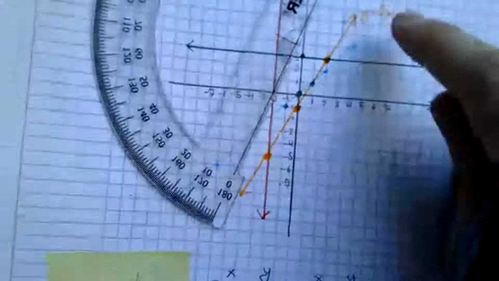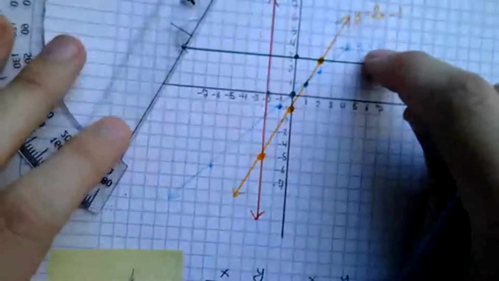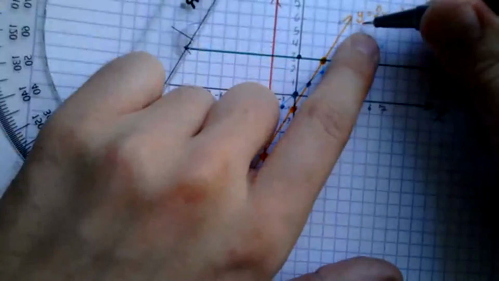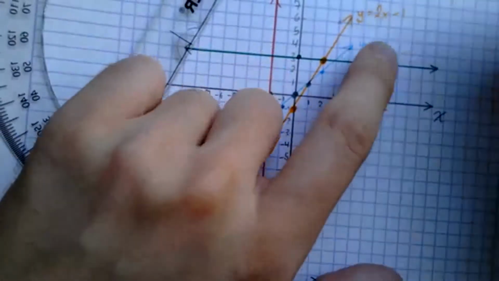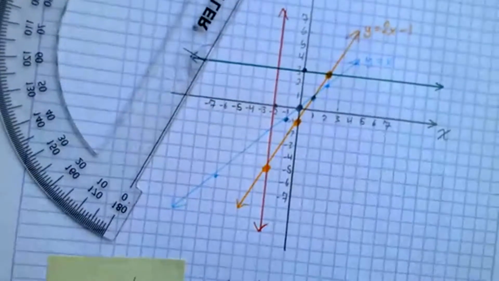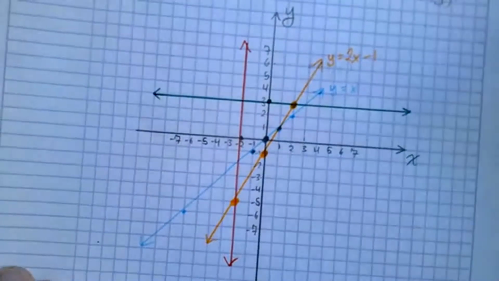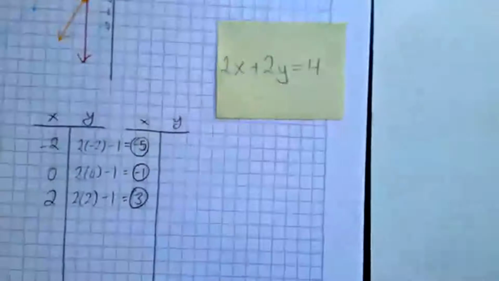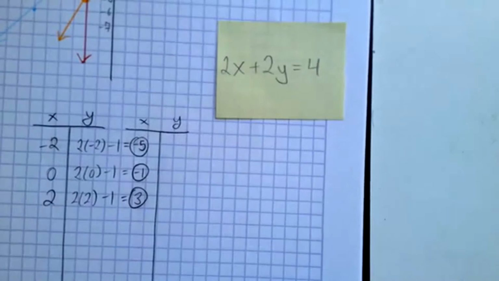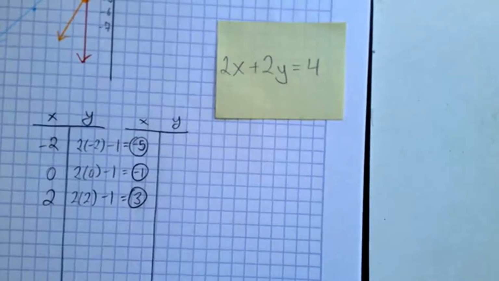So these were both examples, y equals 2x minus 1 and y equals x. They were both examples where we had a y equals and then some variables and constants. So one thing that can happen is that you might be given an equation that does not have it in that nice form. So let's look at this example right here. 2x plus 2y equals 4. This is not solved for y.